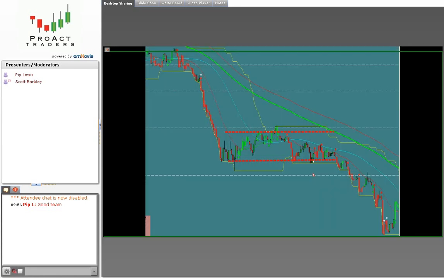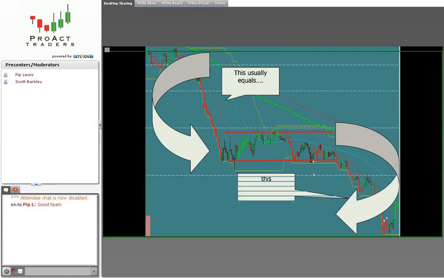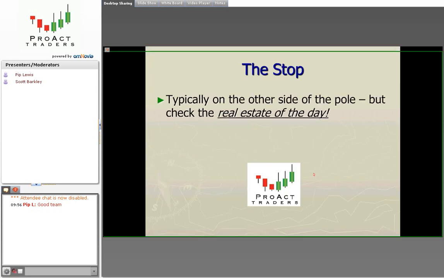Here's another big one. Look at that flag. This usually equals this. Will it do that? Yes. Statistically, they will do it. Where do you put your stop? Typically, the stop is on the other side of the flag, not the pole. Sorry, I should say flag.